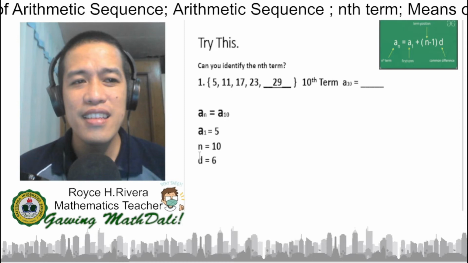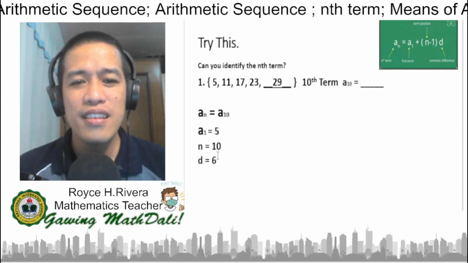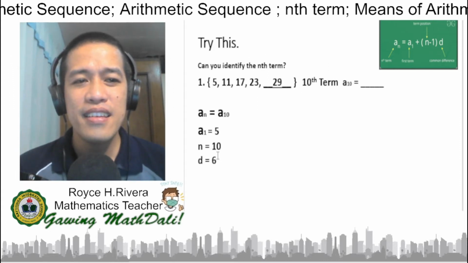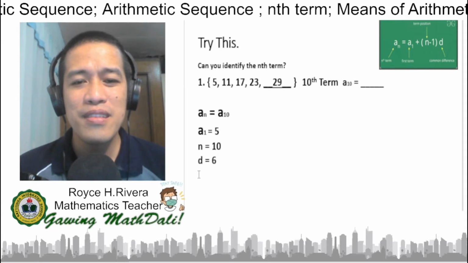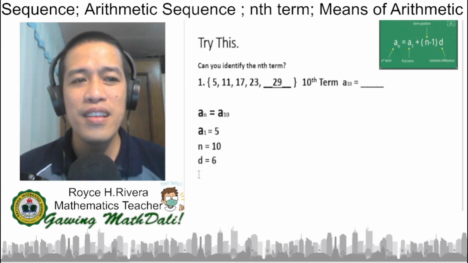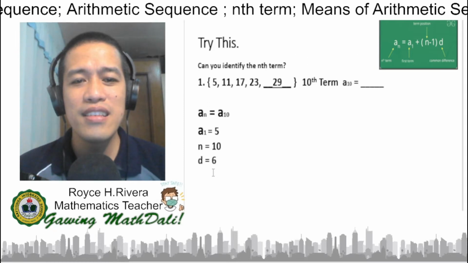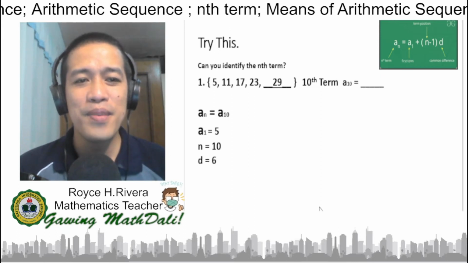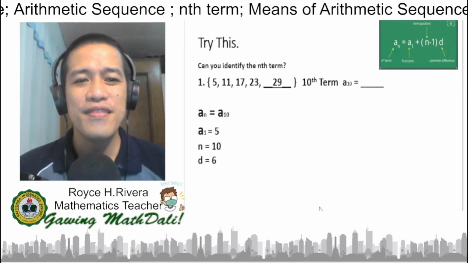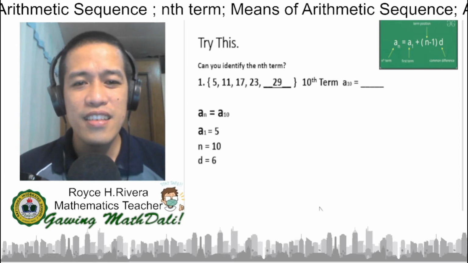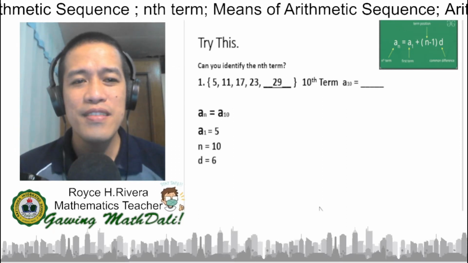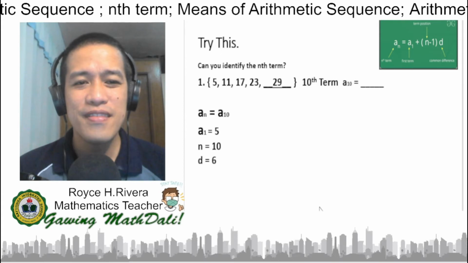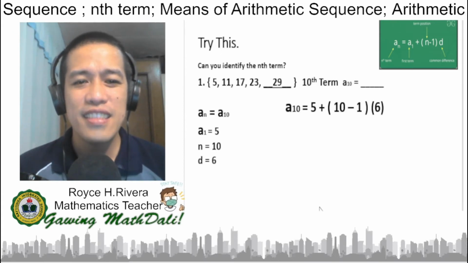N is the term position. That is equal to 10. And a while ago, we have computed for the common difference of the sequence that is equivalent to 6. Let us now assemble the formula. Just substitute the value for each variable in the formula. So here it goes.